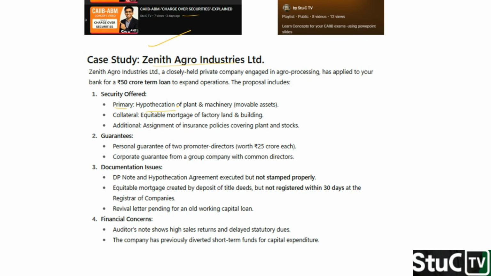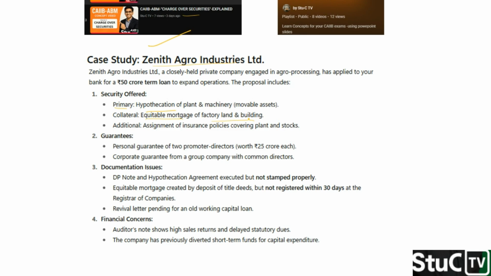The security offered. Security offered is primary security, hypothecation of plant and machinery. Again, when the word hypothecation comes, you should remember what sort of charge is created in hypothecation, who will get the possession, whether the bank has possession or whether the customer will have possession. So these things should run in your mind as you read through the details.